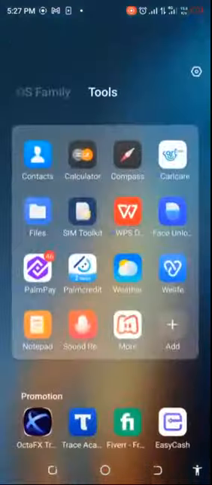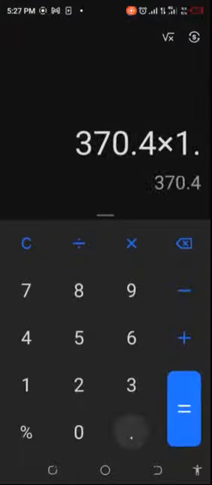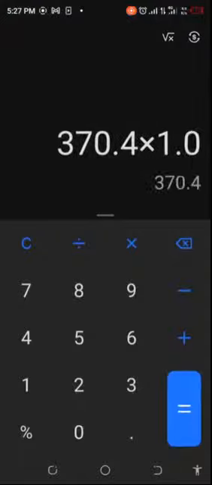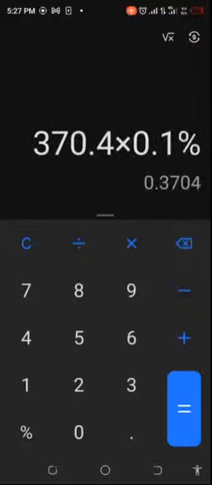It was actually, if we check it, 370.4, if you can remember. If we take times 0.1%, that's just 0.37. So you can see that 0.1% of 370.4 gives us 0.37 of a TRX.